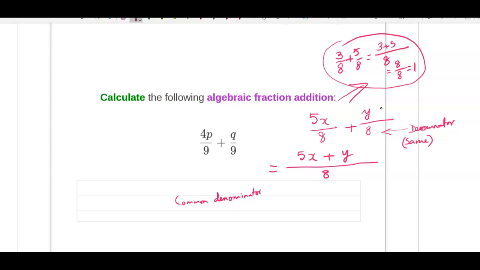Now, is it possible to add 5x and y? The answer is no, because they are unlike terms. Cannot be added or subtracted. I hope I'm writing it correctly spelling wise. So the final answer remains the same, nothing changes. You simply write that down and that's it.